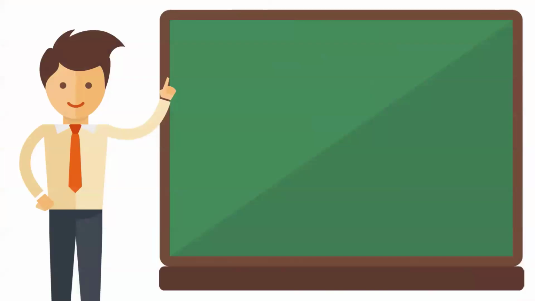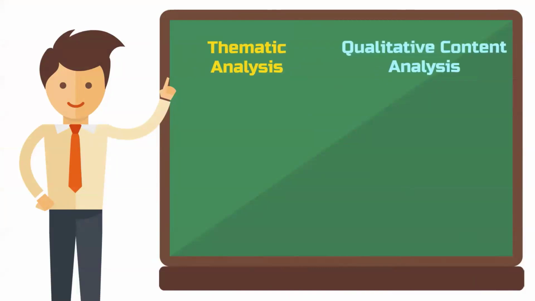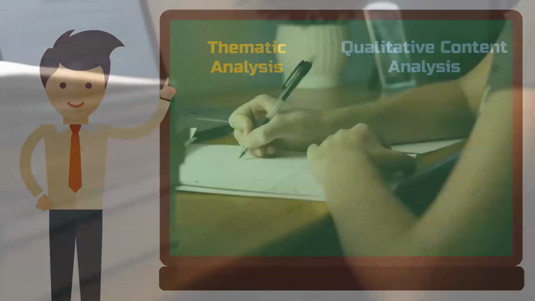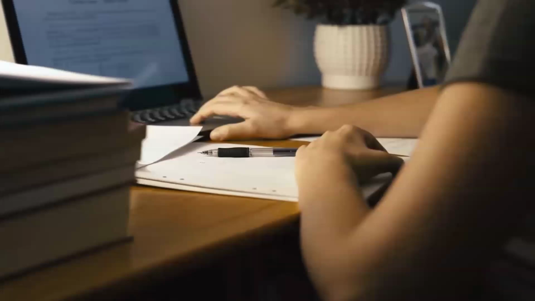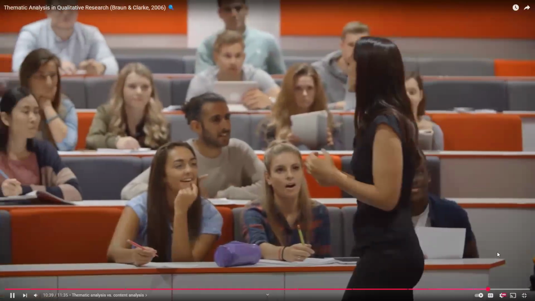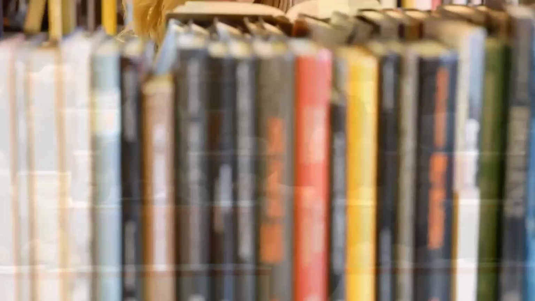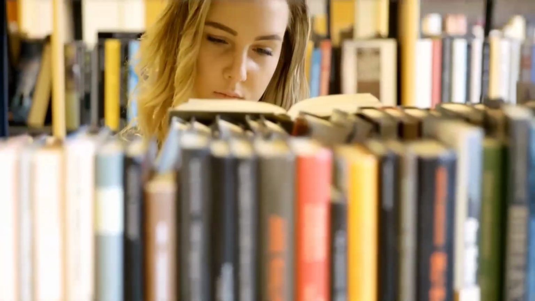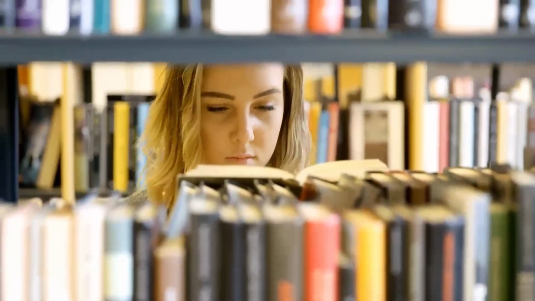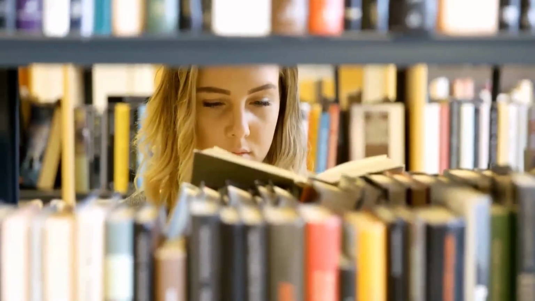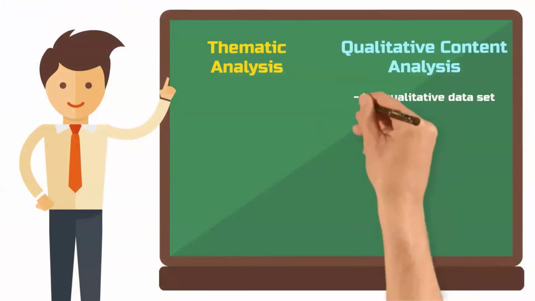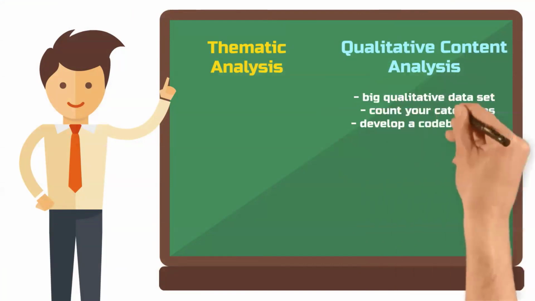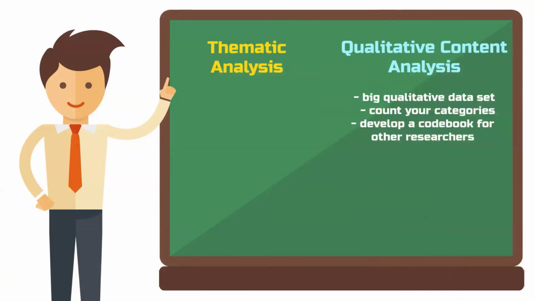Now, what's the difference between Brown and Clark's thematic analysis and qualitative content analysis? Answering this question is not that straightforward. The approach suggested by Brown and Clark is simply their perspective on systematically analyzing qualitative data. With qualitative content analysis, there are different variations too, for example, by the German social scientists Philipp Mayring or Udo Kuckertz. A content analysis would probably be more suited if you have a big qualitative data set and would like to count your categories, or if you want to develop a code book for other researchers to use.